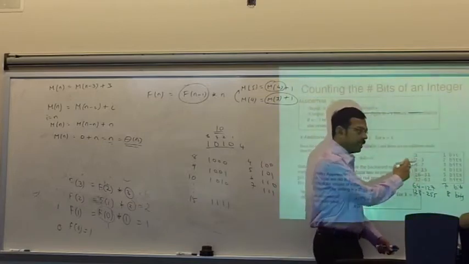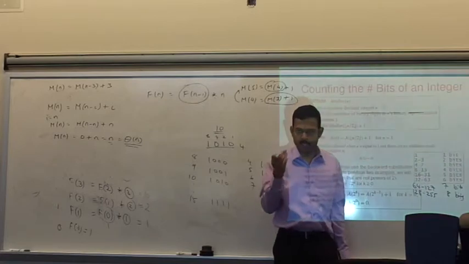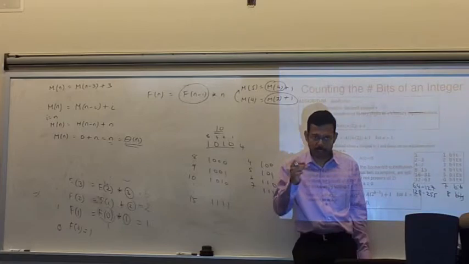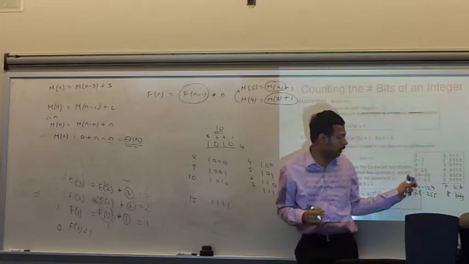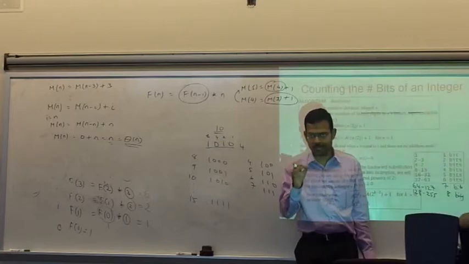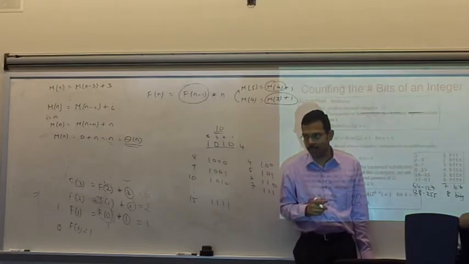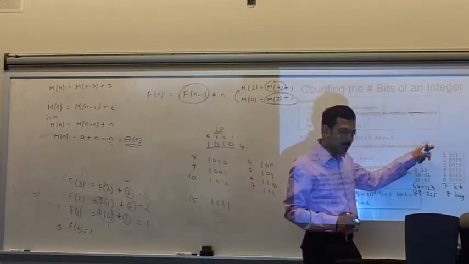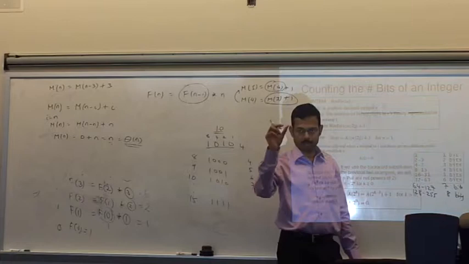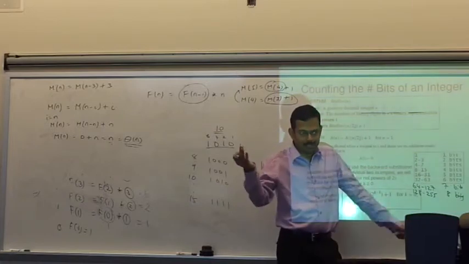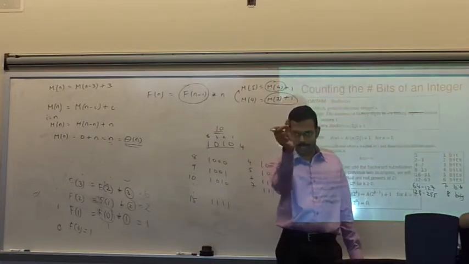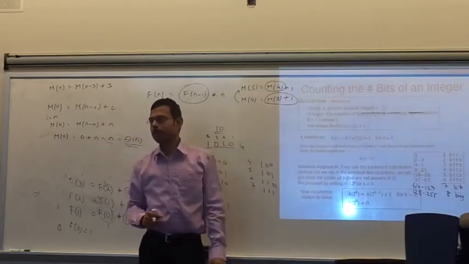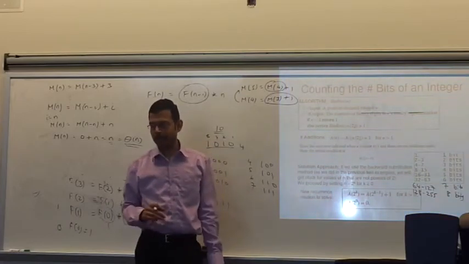Then 4 to 7, how many integers are there? 4 integers, 4, 5, 6, 7. Then 8 to 15, 8 integers, 8, 9, 10 up to 15. Then from 16 to 31, you have 16 integers. So as you increase the number of bits, the number of integers you can cover doubles. That's what binary basically is. As you add each bit towards the left, you can cover twice the range. Is that clear? Okay?